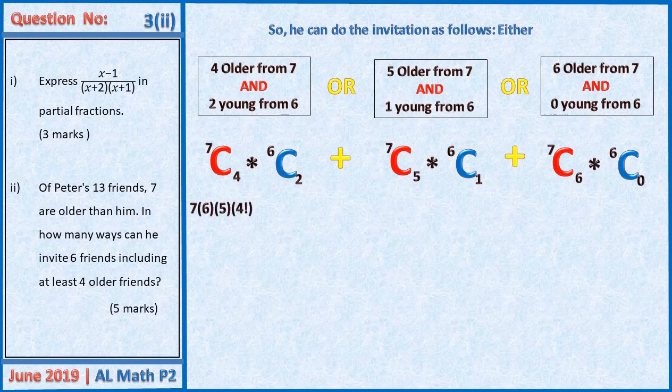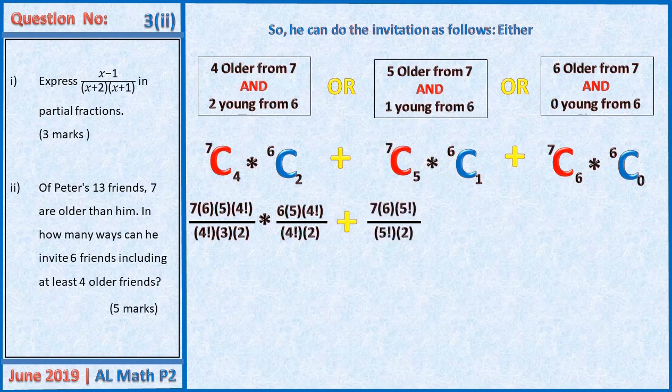So to simplify all this, we have 7 times 6 times 5 times 4 factorial, all that on 4 factorial times 3 times 2 times 1, times 6 times 5 times 4 factorial, all that on 4 factorial times 2 times 1, plus 7 times 6 times 5 factorial, all that on 5 factorial times 2 times 1, times 6 times 5 factorial, all that on 5 factorial times 1, or 7 times 6 factorial on 6 factorial times 6 factorial on 6 factorial. 0 factorial is 1, as you already know.